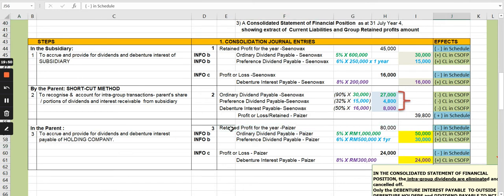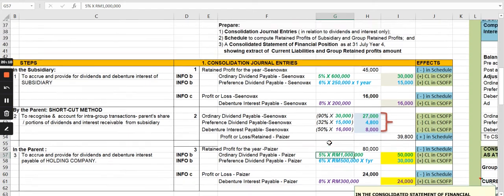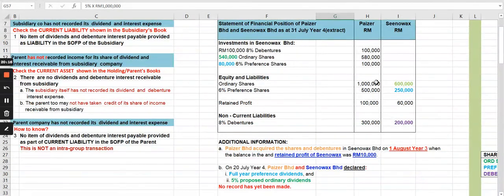So how do you do that? It will be debited to the retained profit for the dividend payable to ordinary shares, as well as dividend payable to the preference shares. How much? You will have to take the issued and paid up capital of the parent for both ordinary and preference dividend. This is similar to what you may have learned before you learn consolidation. So this is the amount for the ordinary shares, and this is the amount for the preference shares.